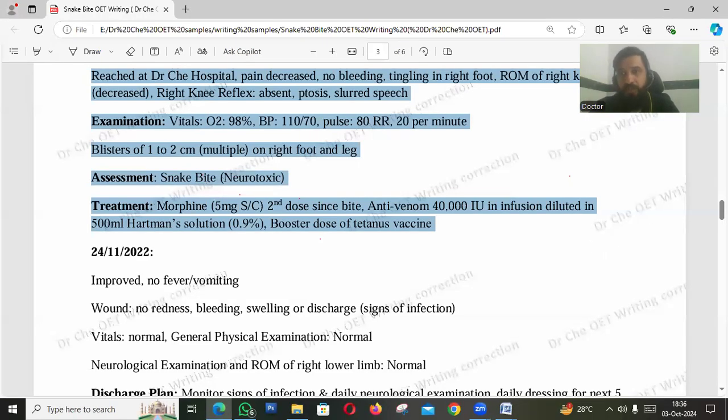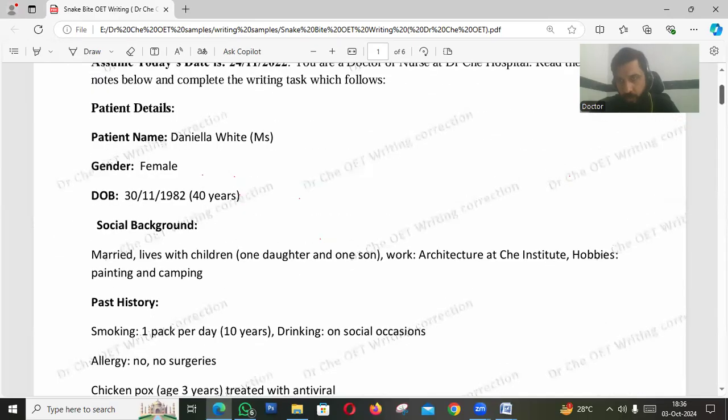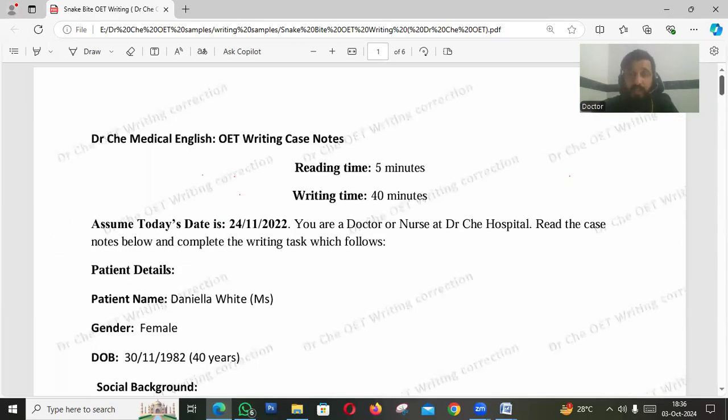Just imagine you don't have these case notes with you, okay? I am sending this patient to you, or you are sending this patient to me, and we don't have these case notes. We don't know anything about the patient, what happened and how he was admitted. So how are you going to tell me all the important things about the patient? By writing a letter and telling me each and every important thing about the patient, briefly, concisely.